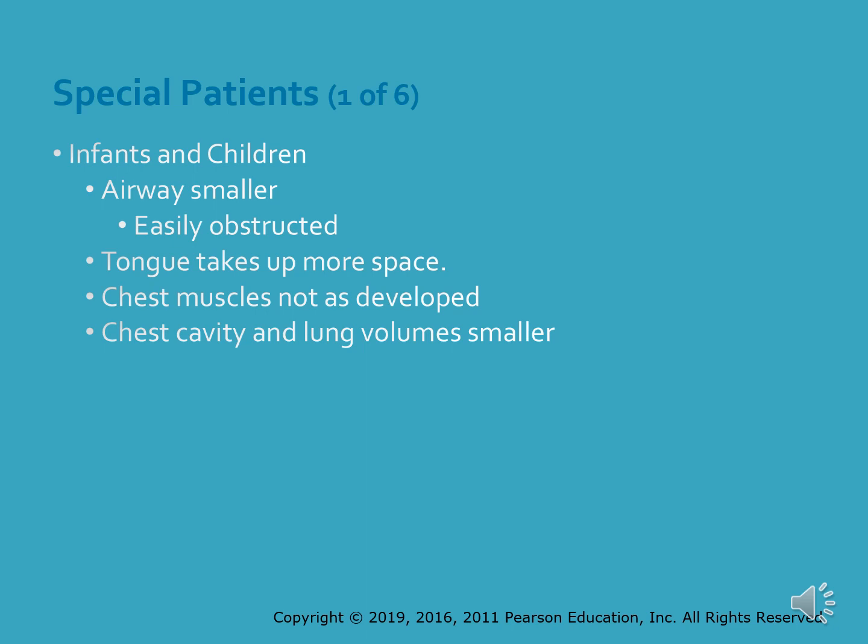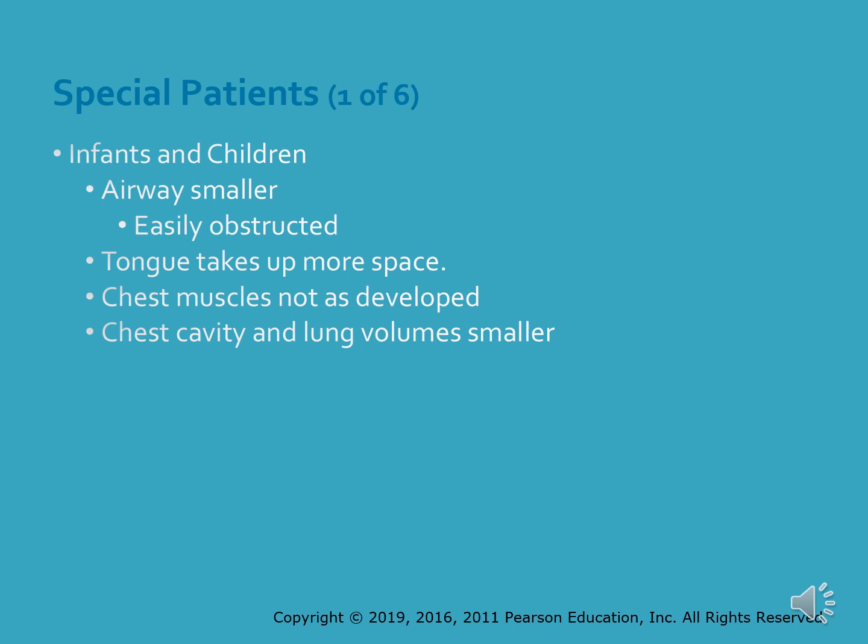So, infants and children. The airways of infants, birth to 1 year, and children, 1 year to the onset of puberty, have several physical characteristics that are different from adults. In the infant and child, the mouth and nose are much smaller and more easily obstructed. The tongue takes up more space in the mouth and throat. And the trachea is smaller and more easily obstructed by swelling.